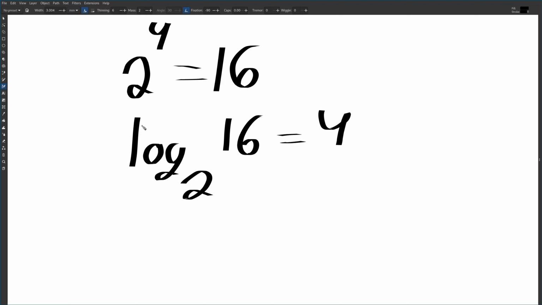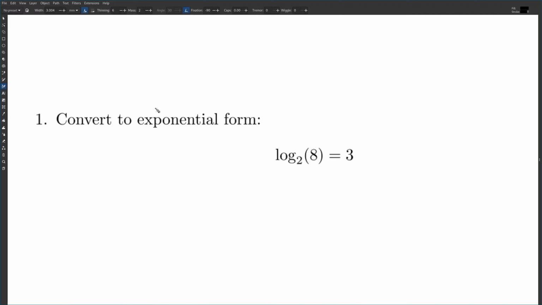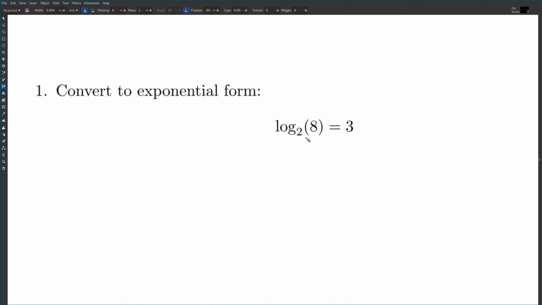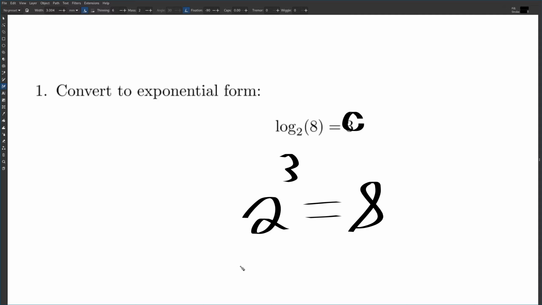Okay, with that definition out of the way, let's get into some problems. Convert to exponential form. This is asking, how long does it take for 2 to get to 8? It takes 3 steps. So 2 to the power of 3, or 2 cubed, is equal to 8. If we do 2 times 2 times 2, we do get 8, so we can verify this is true.